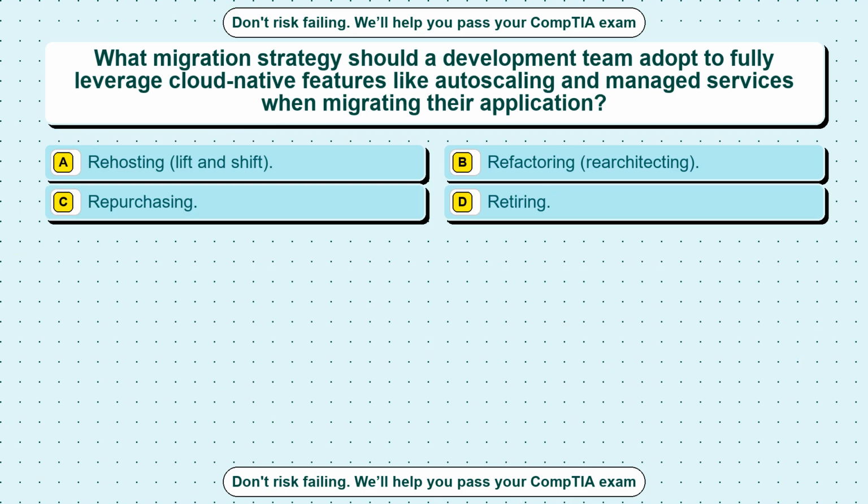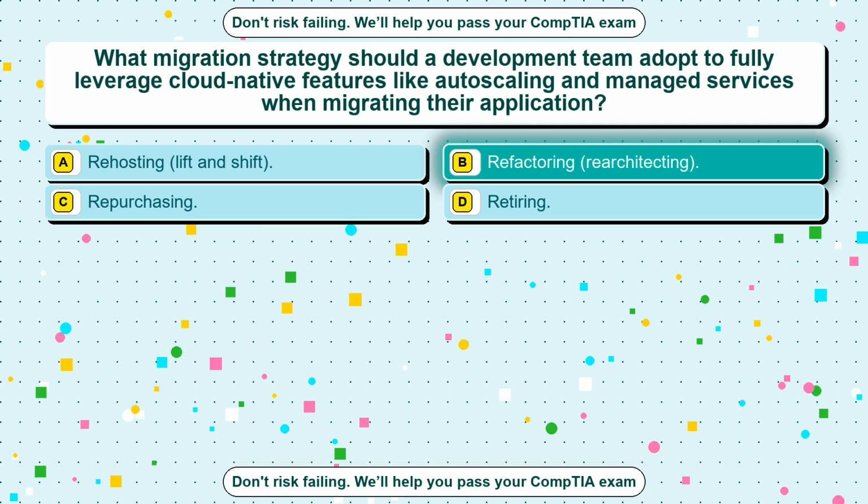Question 17. What migration strategy should a development team adopt to fully leverage cloud-native features like auto-scaling and managed services when migrating their application? Option A. Rehosting, lift and shift. Option B. Refactoring, re-architecting. Option C. Repurchasing. Option D. Retiring. The correct answer is option B.